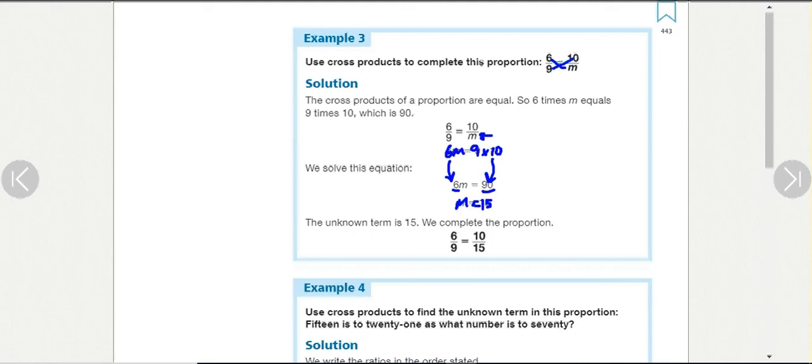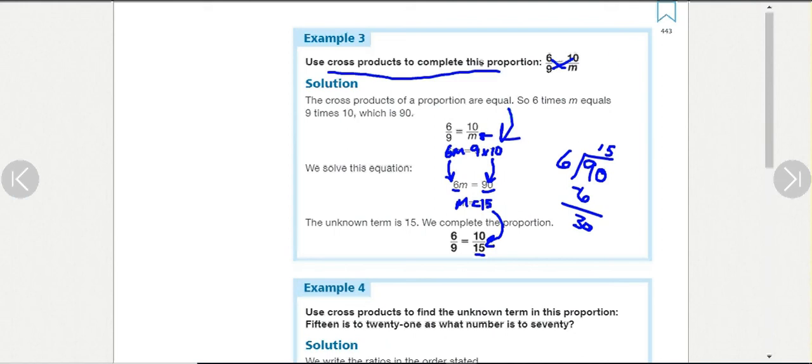Calculator says 15. Or maybe quick long division. We could find this out for ourselves, right? 15. So the 15 is the missing number here. So if it asks use cross products to complete the proportion, your answer would show this work, and then you would just write this as your answer, 15, right? Because that's the completed proportion. I guess it'd be okay if you wrote all of this. That's kind of what they wrote too. I'm okay with either one.